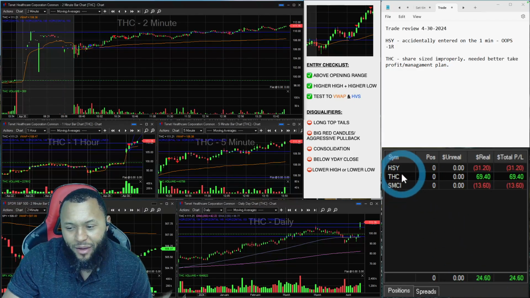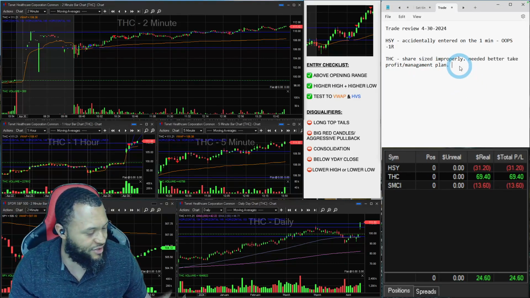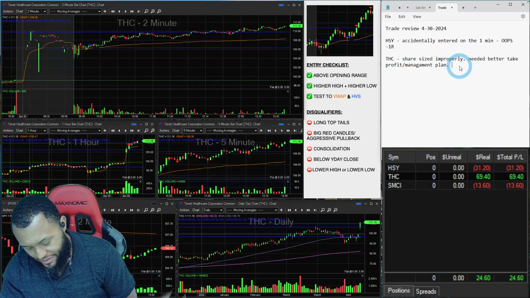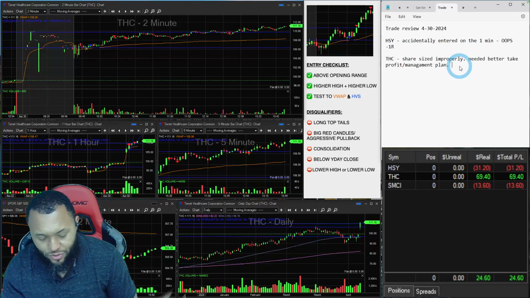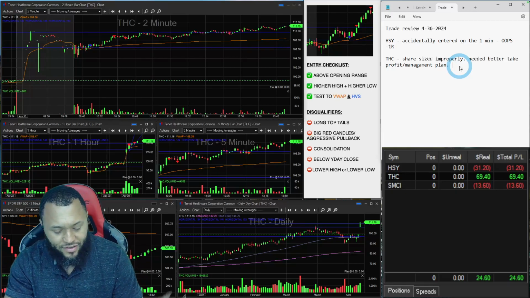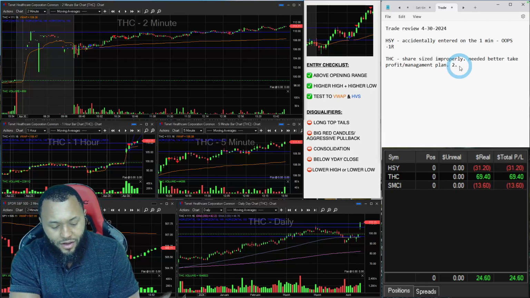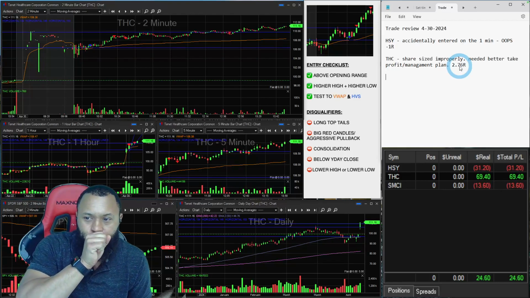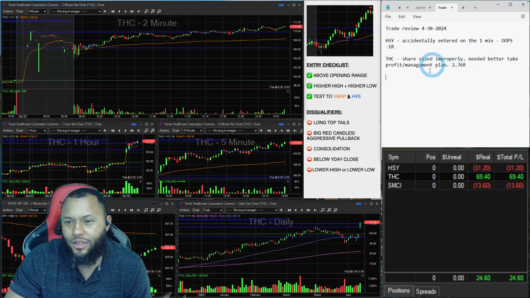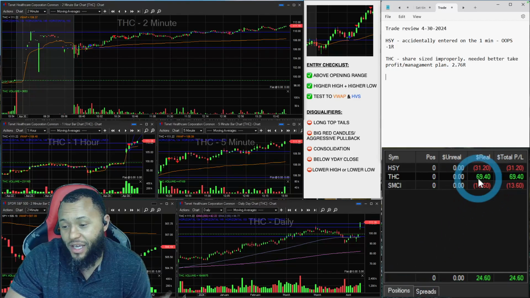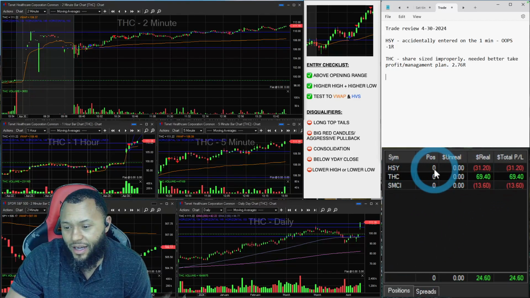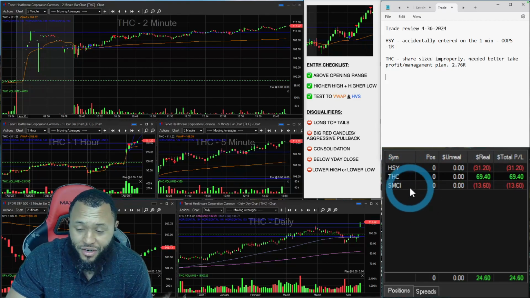Either way, I'm happy to get almost 3R out of that trade off 25 risk. What is that exactly? 69 divided by 25. 2.76R. Can't be mad at that. Right. So it should have been enough to make it a 2R day. But I lost a bit in slippage on HSI, which shouldn't even have been a trade.